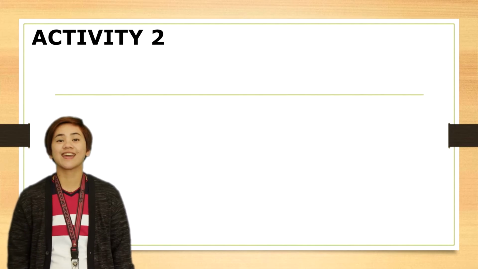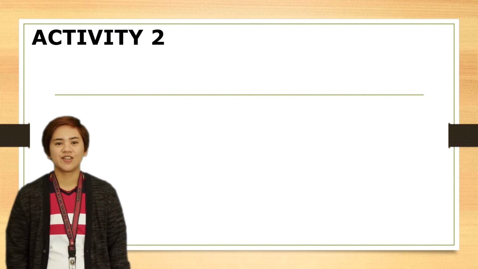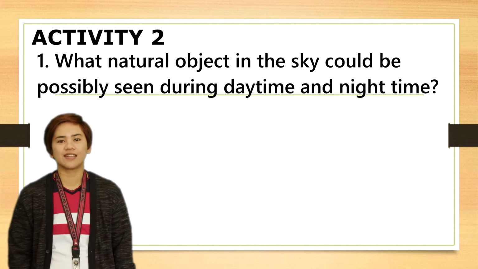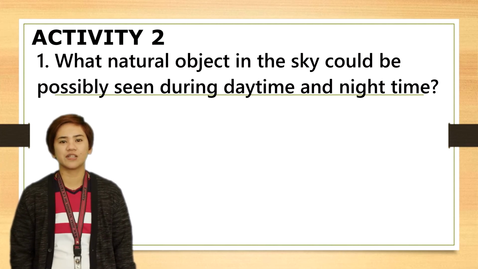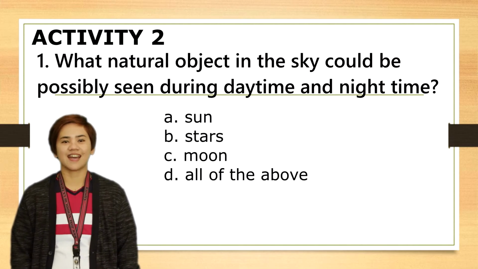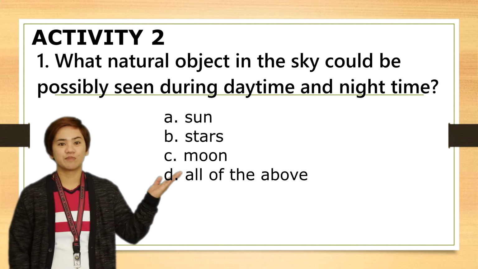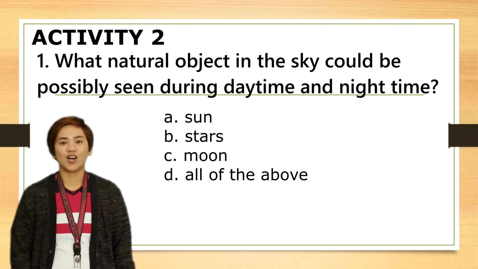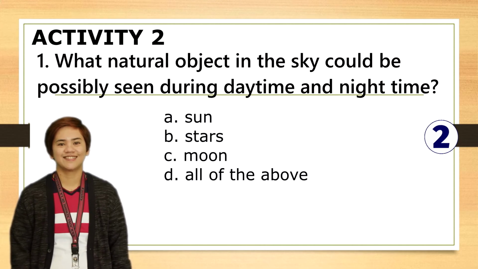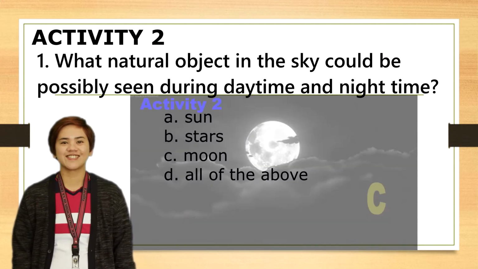Let's move to our second activity. Choose the correct answer. Question number 1. What natural object in the sky could possibly be seen during daytime and nighttime? A. Sun. B. Stars. C. Moon. D. All of the above. You are right. The answer is letter C.